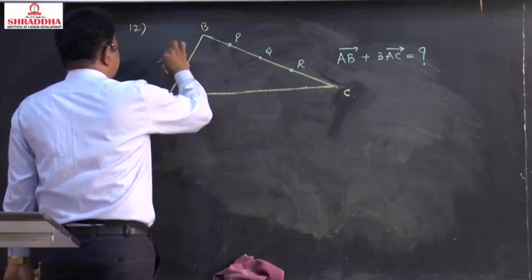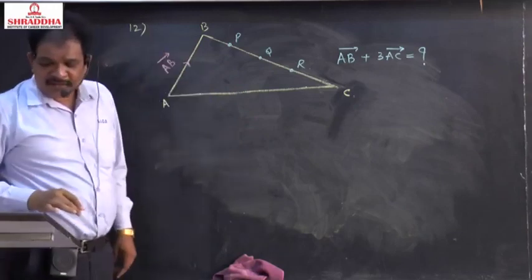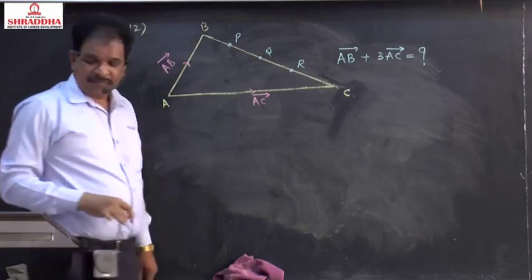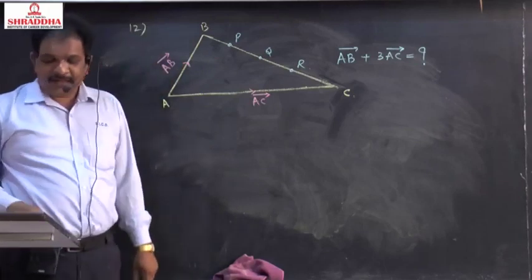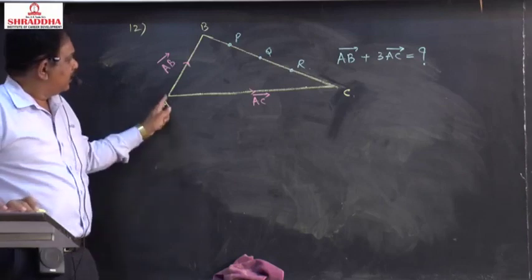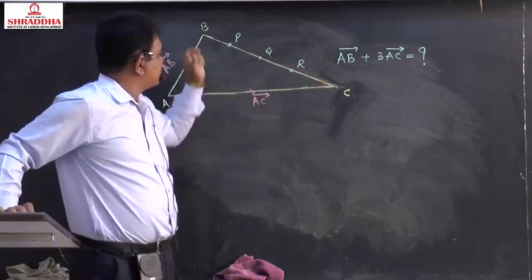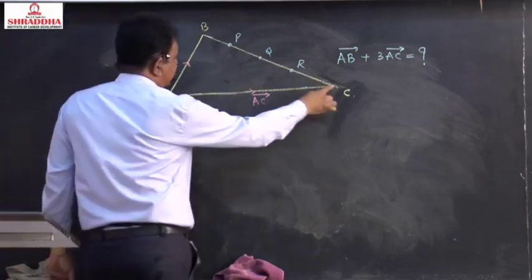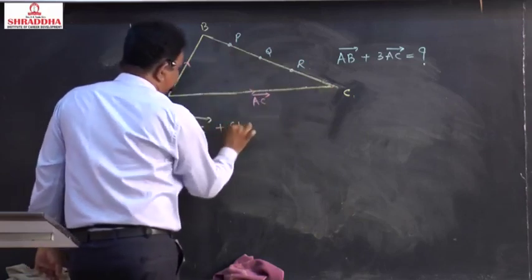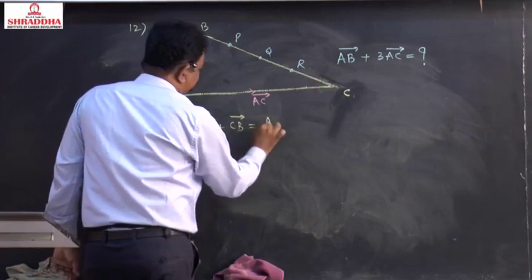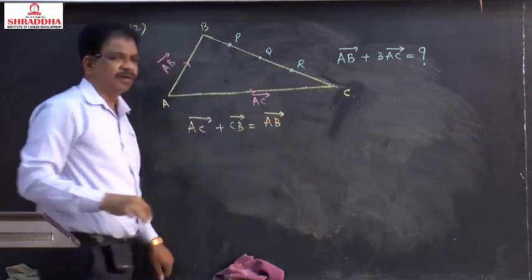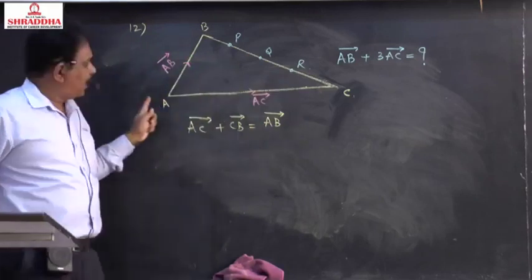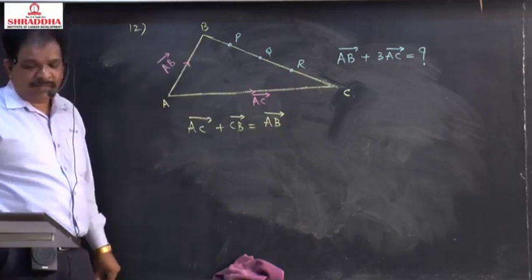Here they gave this is AB bar. Here they gave this is AC bar. Okay. We will apply triangle of vectors here. AC bar plus CB bar. AC bar means here to here. This is CB bar, is equal to AB bar. AC bar plus CB bar, that value will be equal to AB bar.